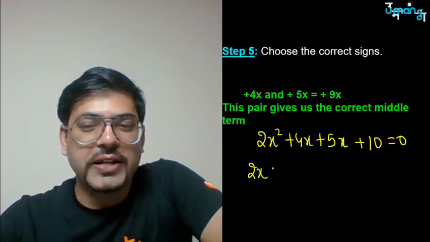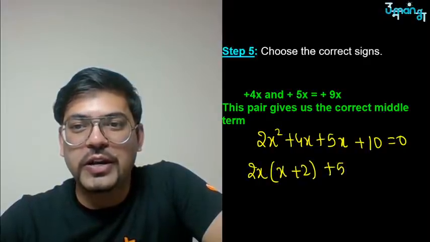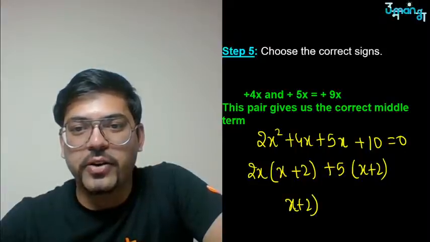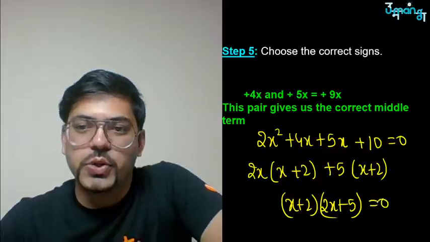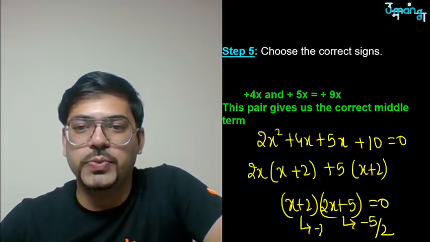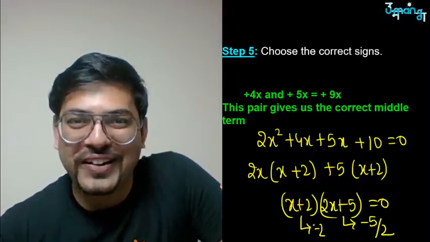So undoubtedly 2x will be a common thing here. So you will get here x plus 2. Here also you will have 5 common, so x plus 2. And you can take x plus 2 as common, and remaining in the bracket is 2x plus 5 equals to 0. So we have got this. From here you got minus 5 by 2 and from here you got minus 2. Fine. I hope you all got it, isn't it?